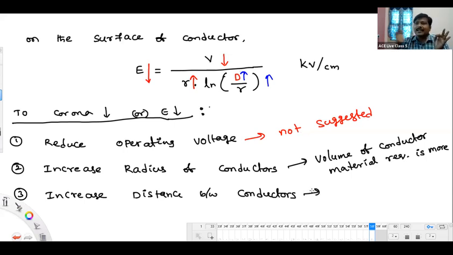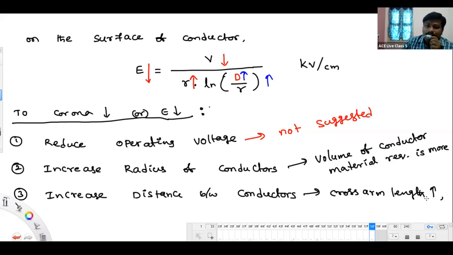See, we have to increase the cross arm length. Right? Increasing the distance between the conductors means we have to increase the cross arm length of the tower. So obviously the size and cost of the tower definitely increase. The cost of the tower is going to be increased. The size of the tower is also going to be increased.